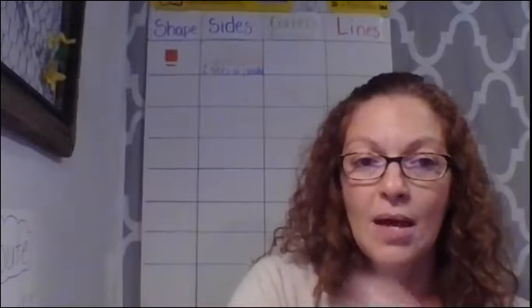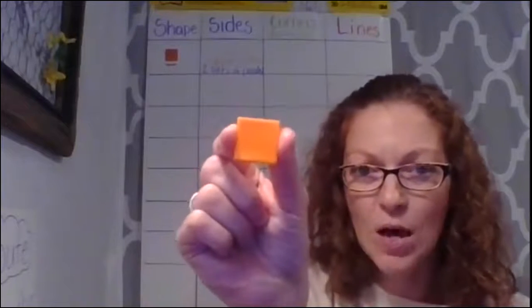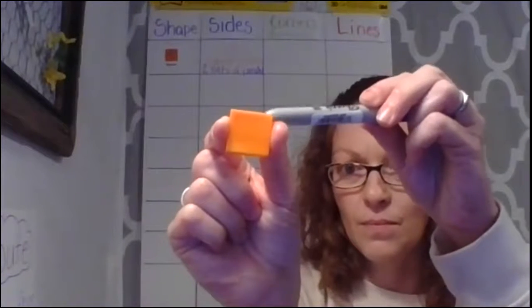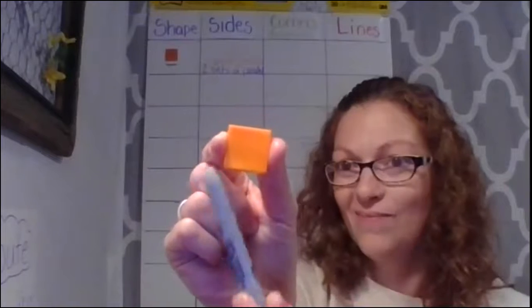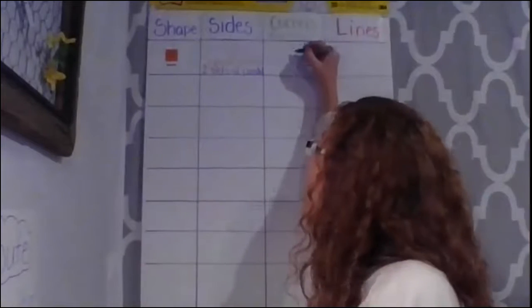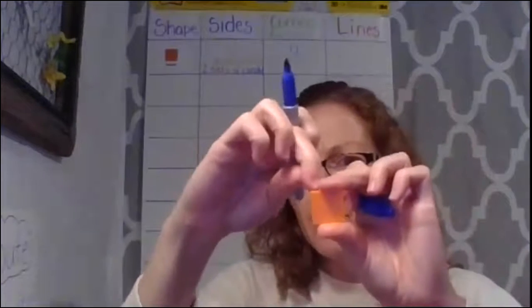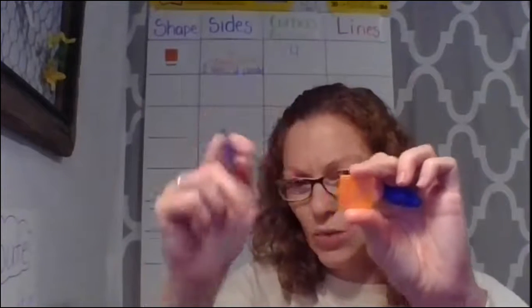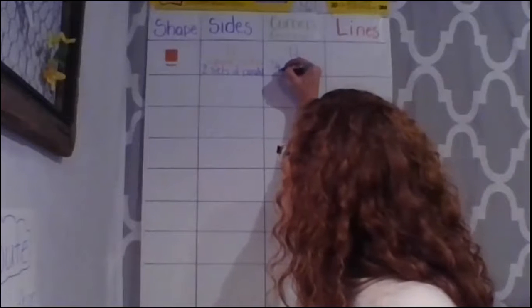Nice work. How many corners does this square have? Let me hold it like this. How many corners? Nice job. They are 4. And something special about the square is they have square corners. Look at how perfectly square they are. When you're an adult, when you're older, you call them right angles. But for first graders, we call them square corners.